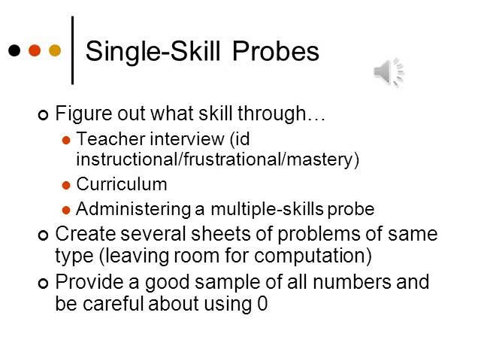So when administering single skill probes, you need to figure out what skill, and this can be done through a teacher interview to get a sense of what is the instructional level of students, what's being targeted now, what's frustrational, that's too difficult, and what the student may have mastered already. You could also look at the curriculum, or you could administer a multiple skills probe first, and then when scoring it, look back and see the pattern of errors. You create several sheets of problems of the same type, leaving room for computation, and you provide a good sampling of all the numbers, and be careful about using 0.